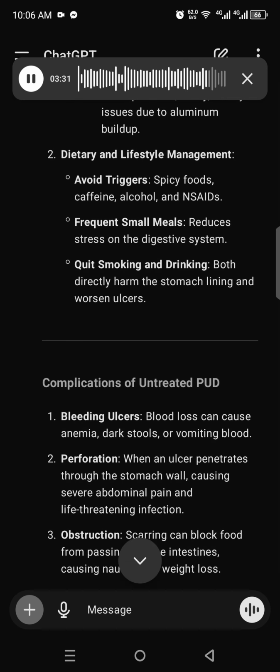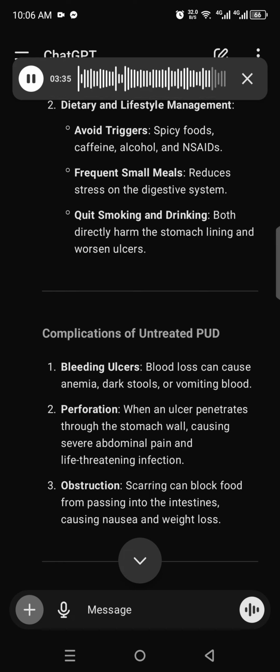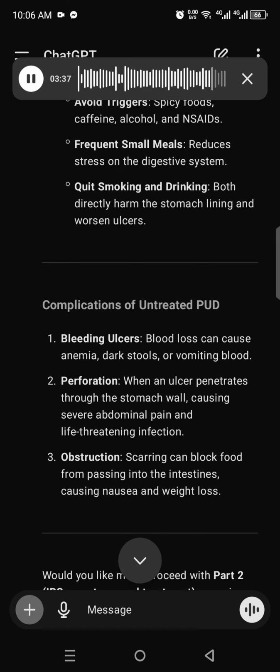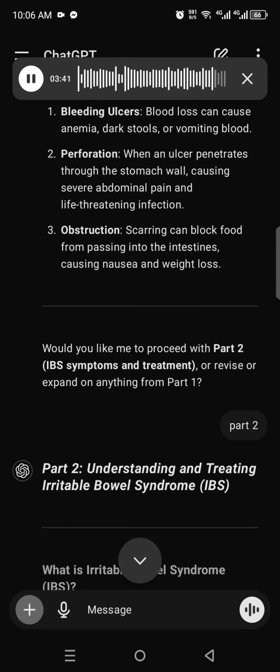Complications of untreated PUD. 1. Bleeding ulcers. Blood loss can cause anemia, dark stools, or vomiting blood. 2. Perforation, when an ulcer penetrates through the stomach wall, causing severe abdominal pain and life-threatening infection. 3. Obstruction. Scarring can block food from passing into the intestines, causing nausea and weight loss.